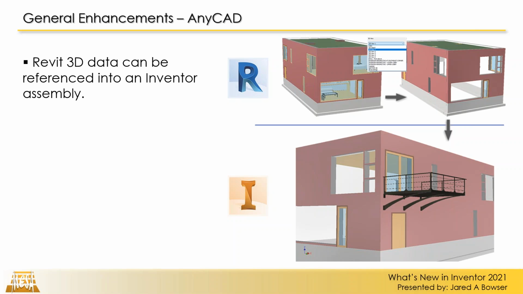And the cool thing is it maintains all of its original links so that if that model file was ever updated, it's going to update automatically in your assembly. Now we have the ability to do that with Revit 3D data. So if you're working with a colleague or a customer who has Revit 3D data, for example, what we're seeing here, where we're referencing in the building so that our team can design the deck hanging off the side of the building there.